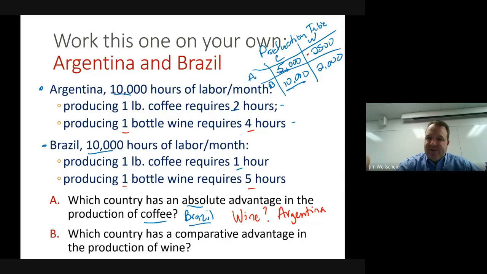You could also find it by looking at the production table. Assuming they have the same number of hours, which is what we assumed here, we can see that in the same number of hours, Argentina produces more wine than Brazil. So Argentina is better at making wine than Brazil.